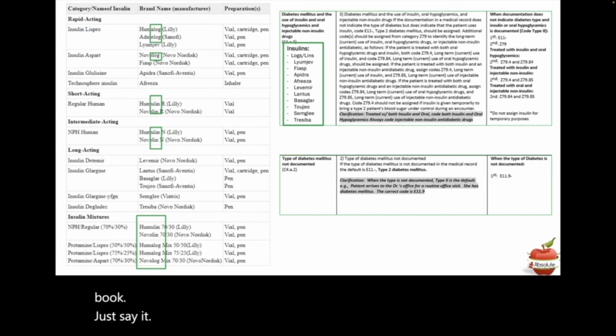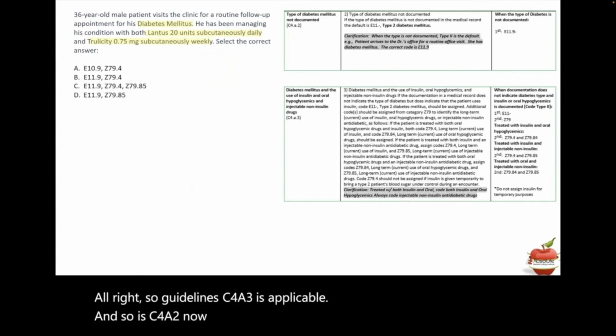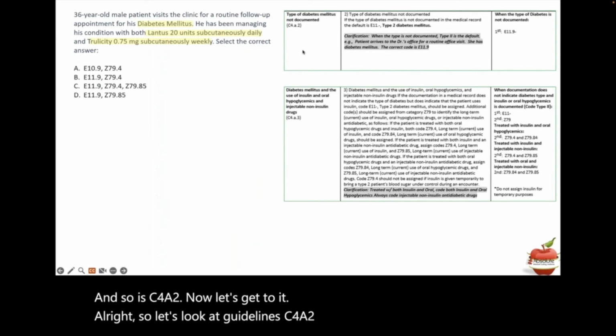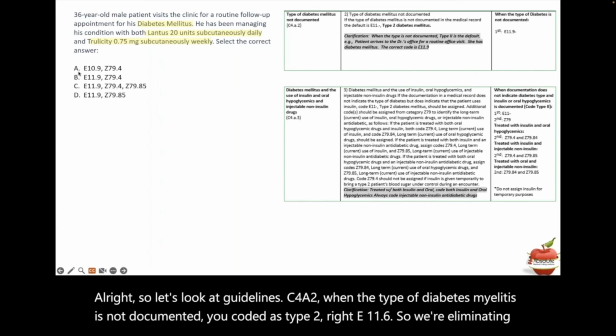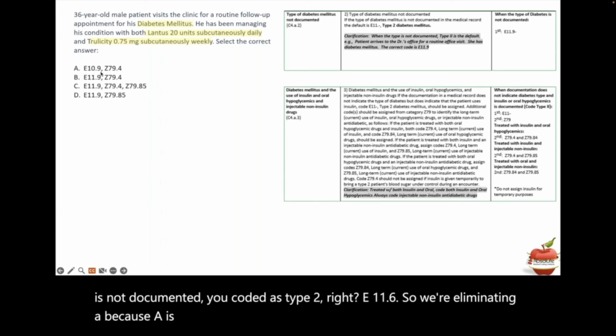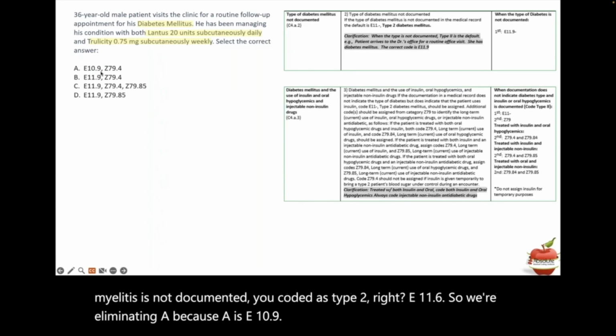All right, so guideline C4A3 is applicable. And so is C4A2. Now let's get to it. So let's look at guideline C4A2. When the type of diabetes mellitus is not documented, you code it as type 2, right? E11.9. So we're eliminating A because A is E10.9. That's type 1.